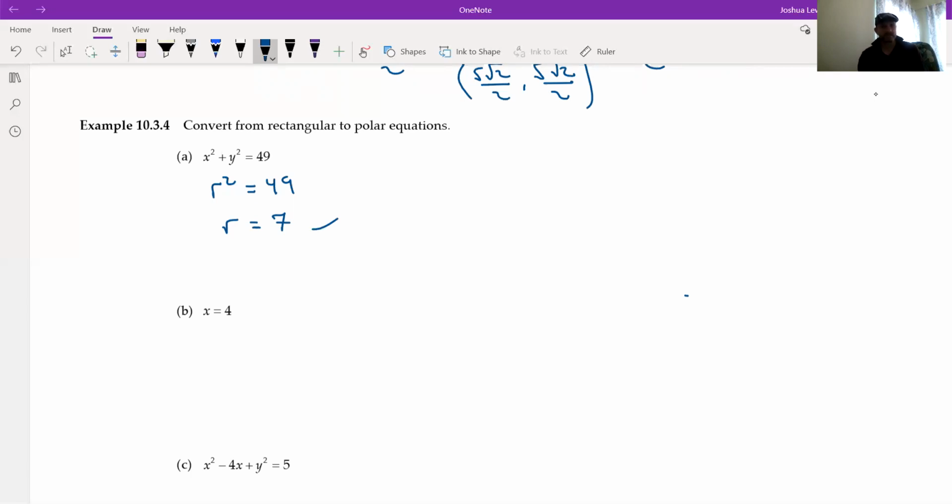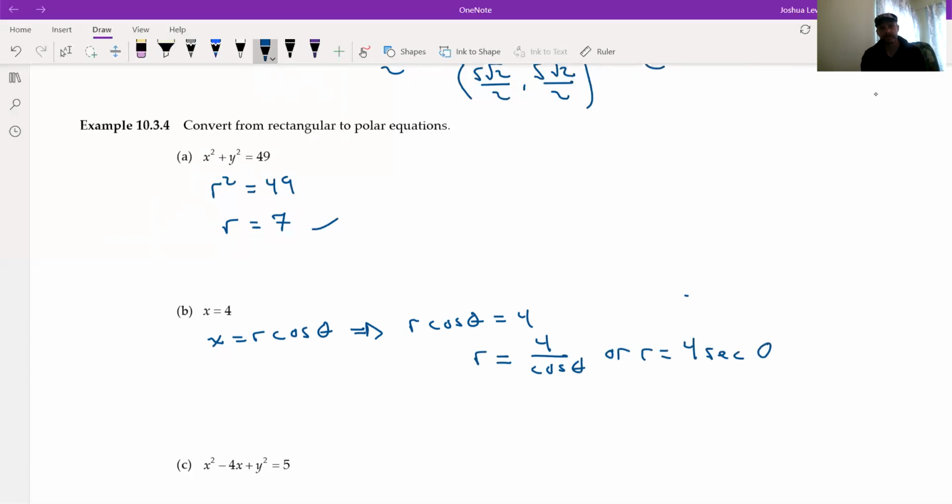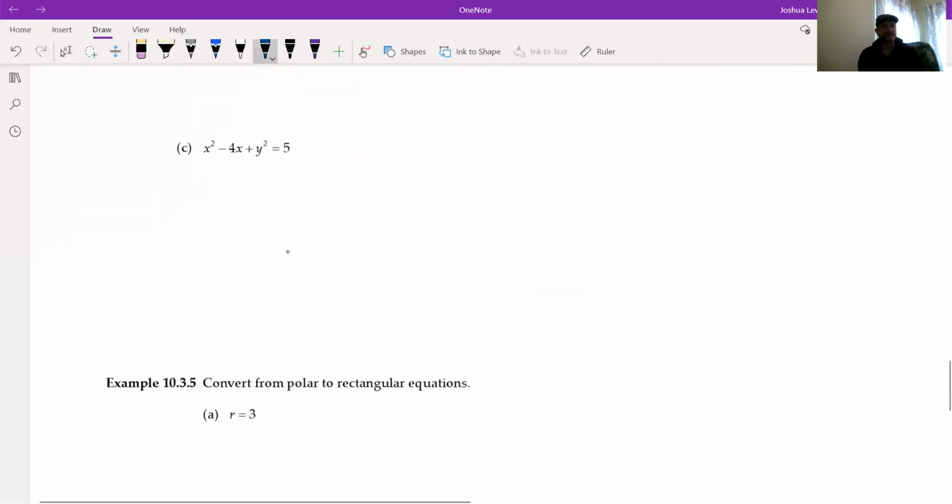How about x equals 4? Well, we also know that x is equal to r cosine theta. So we have r cosine theta equals 4, which means if I think of r as a function of theta, then I have r equals 4 over cosine theta. Or if I wanted to, I could call that what? 4 secant theta. Okay? All right. How about c?